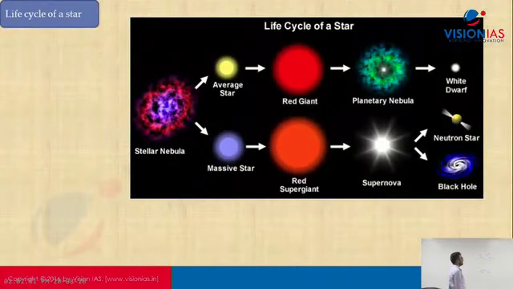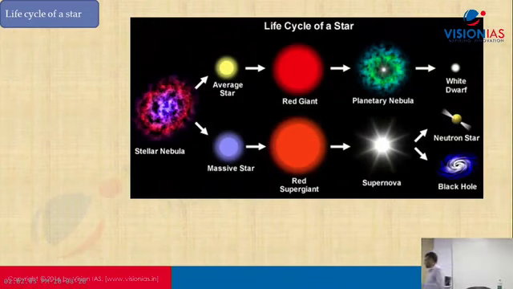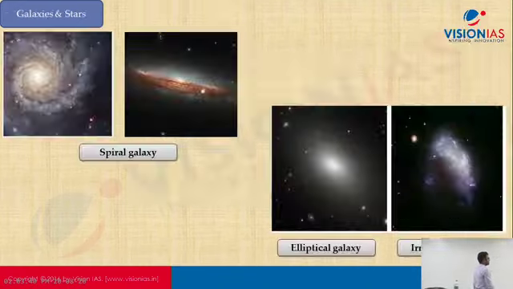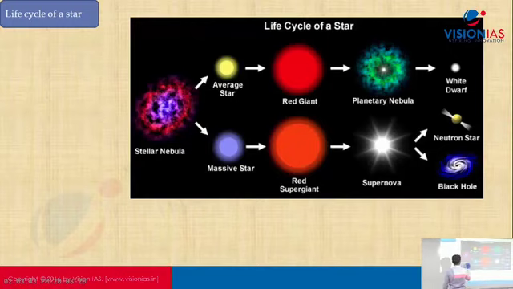Then I told you about the life cycle of star. So life cycle of star talks about how the stars originate, starting from stellar nebula. Stellar nebula is basically gaseous clouds.